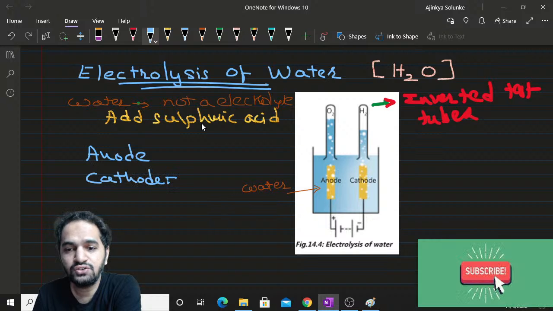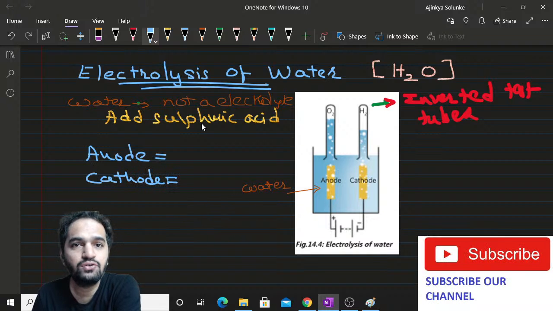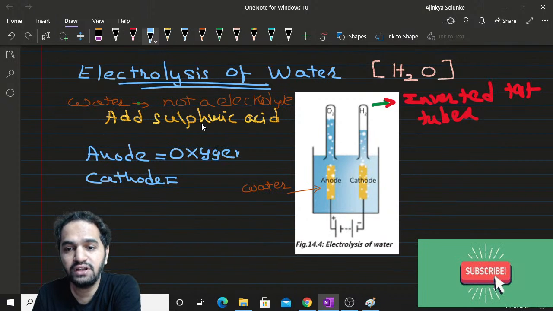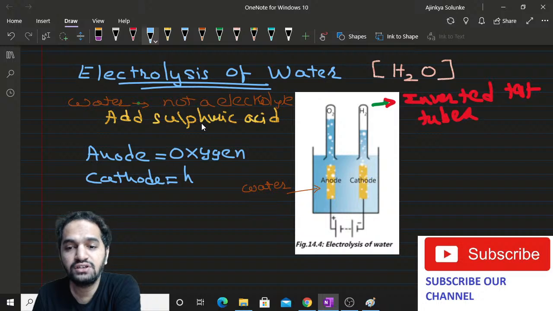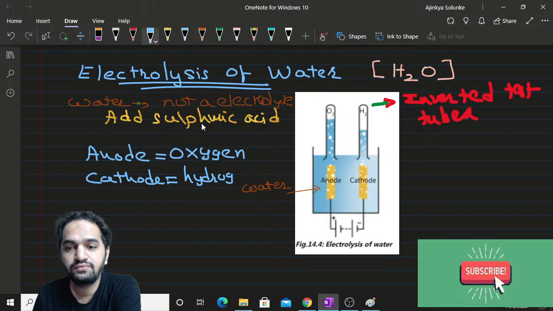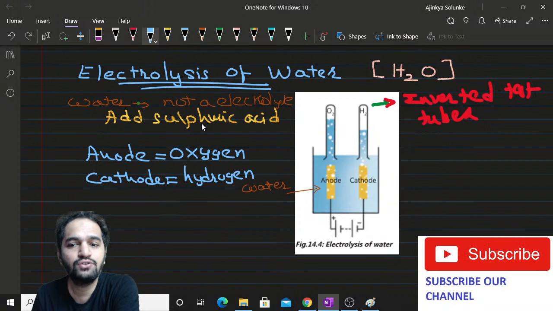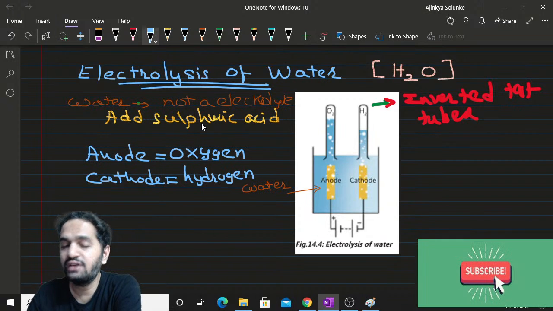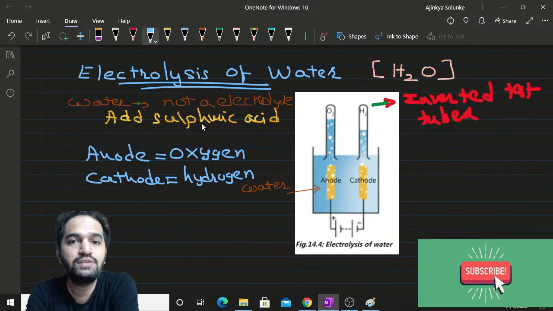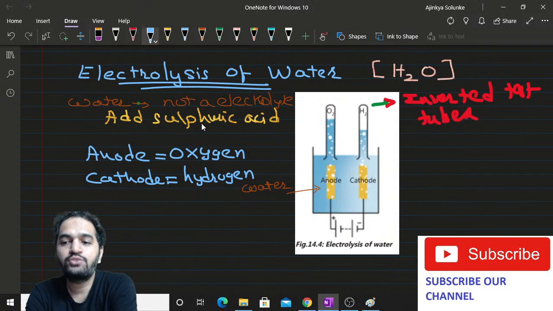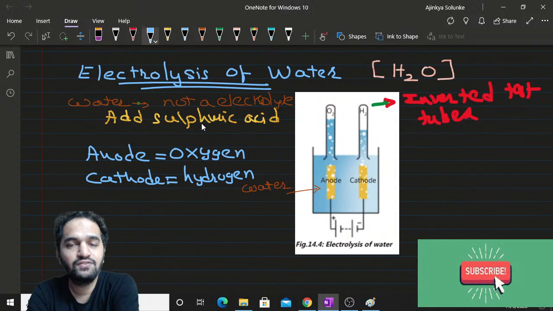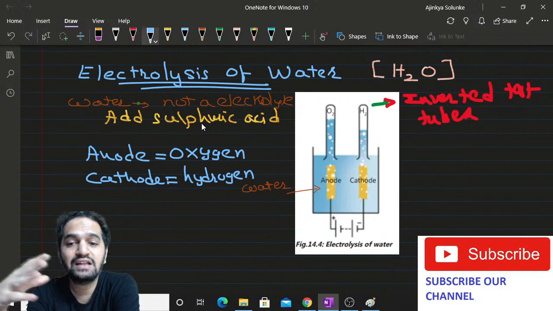So which are the two gases? At the anode, oxygen is going to liberate, and at the cathode, hydrogen is going to liberate. Okay, are you understanding this? Who is going to liberate at the anode? Oxygen. And who is going to liberate at the cathode? Hydrogen.